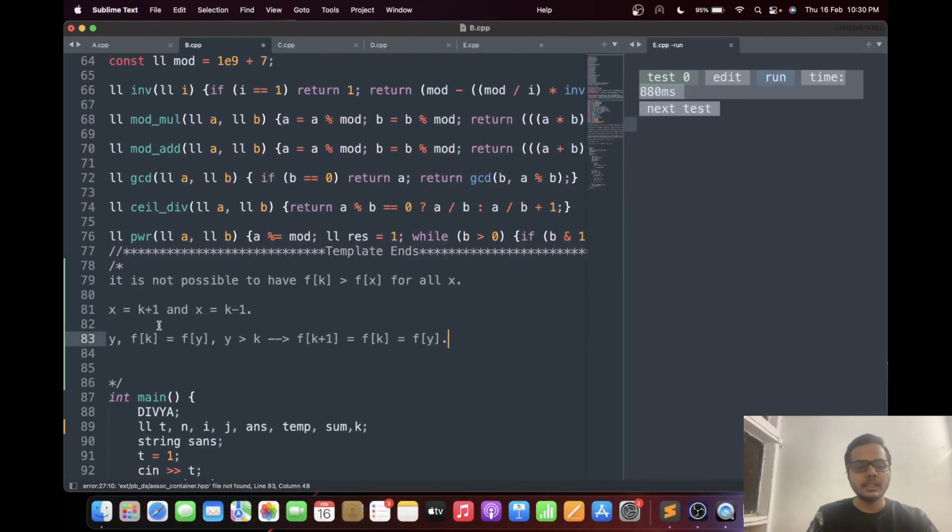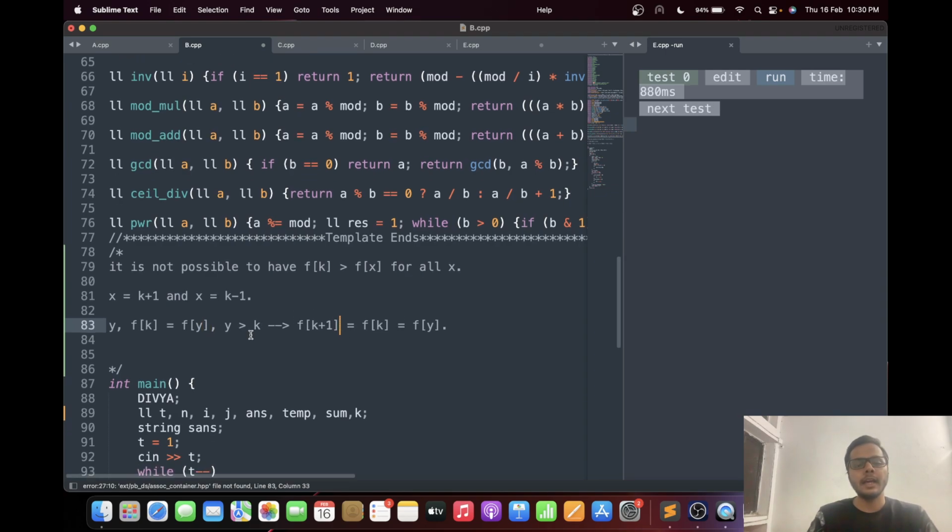The reason being that if there is a range in which there is k and there is also a range in which there is y, then there is obviously k plus 1 as well in that range, right? And similar is the case with k minus 1. So here is the claim that we only need to check x equal to k plus 1 and x equal to k minus 1.